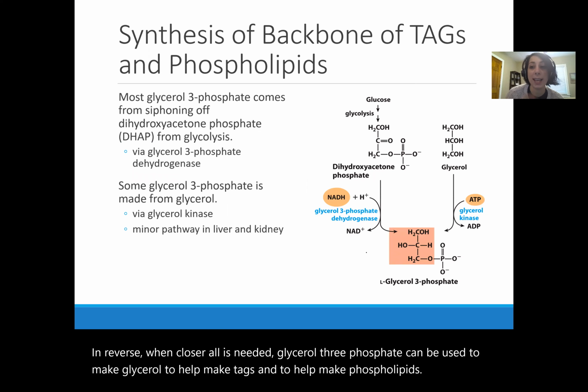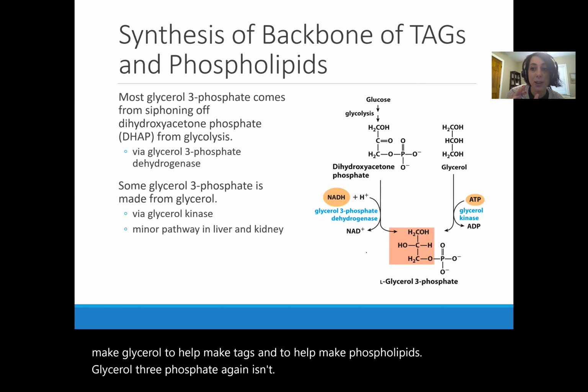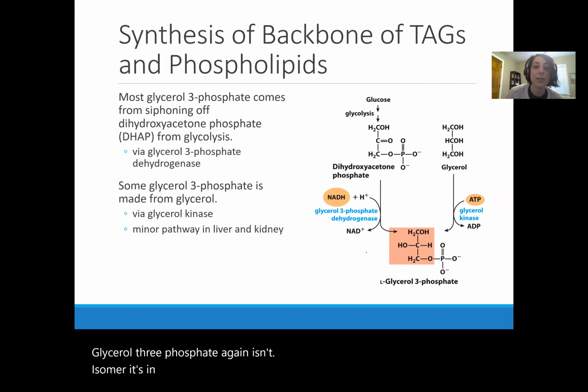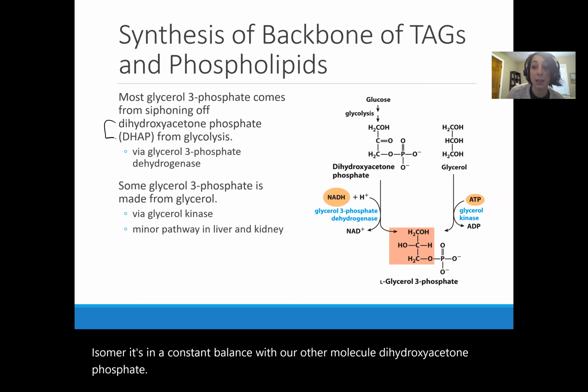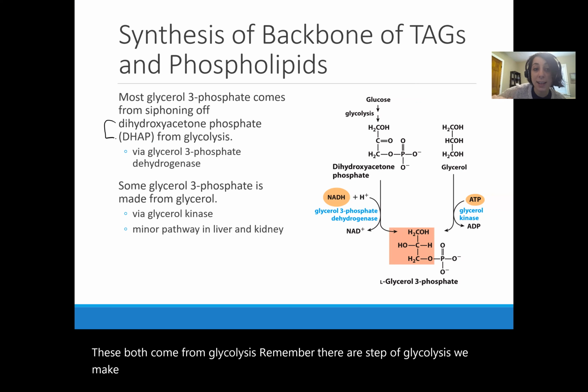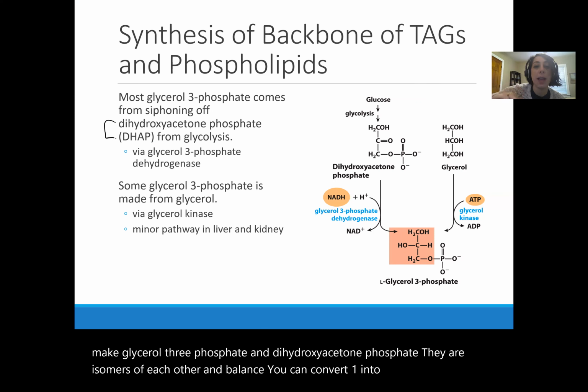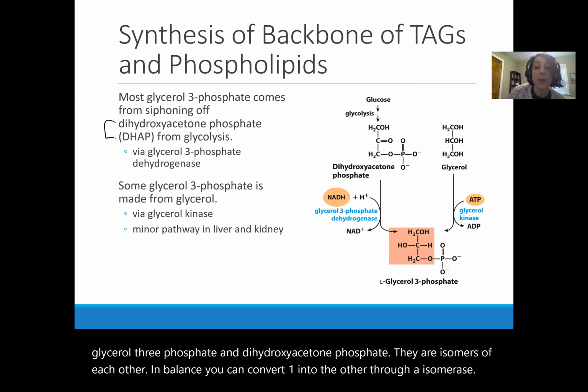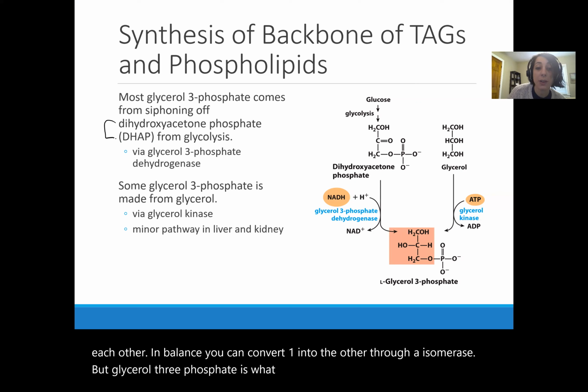Glycerol 3-phosphate, again, is an isomer. It's in constant balance with our other molecule, dihydroxyacetone phosphate. These both come from glycolysis. Remember, they're a step of glycolysis. We make glycerol 3-phosphate and dihydroxyacetone phosphate. They are isomers of each other in balance. You can convert one into the other through an isomerase. But glycerol 3-phosphate is what is used to make glycerol via glycerol kinase.